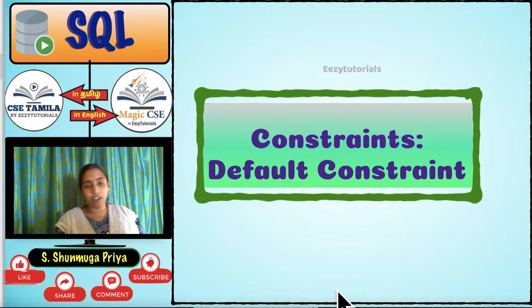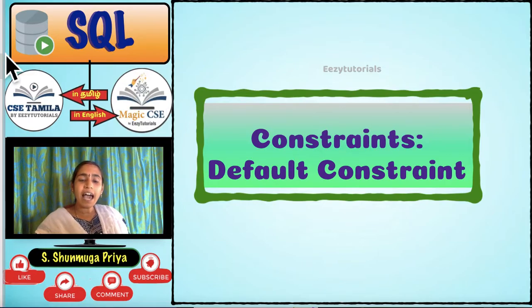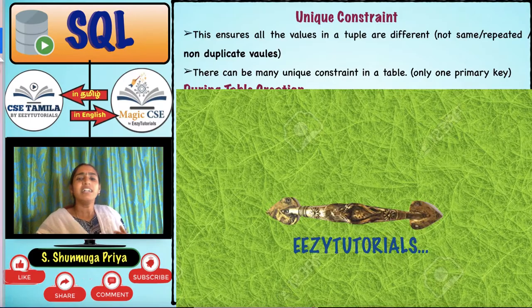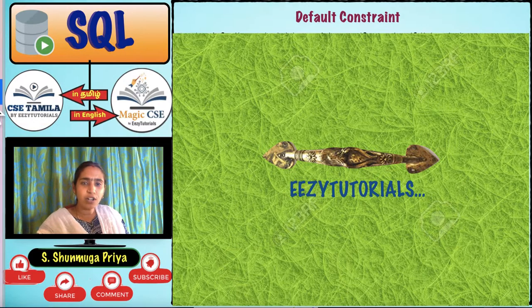See the default constraint. So you have a table. In that, if you are missing some values for a particular field, and you are not willing to insert the value at the current time, then instead of having a blank entry in that place, you can have a default value. That is where the default constraint is useful.